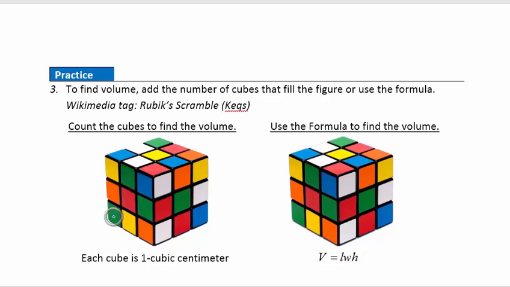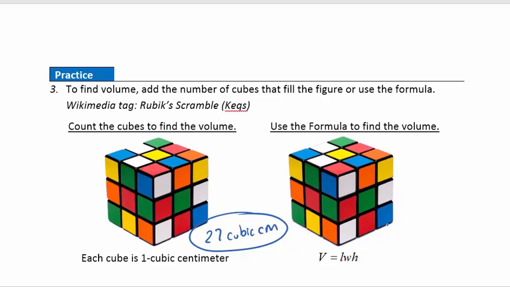So basically one layer of this cube takes 9 of these cubes to do that. So here's 9. The next row is going to be another 9, so now we're at 18. And then finally counting this top row, another row of 9 would give us 27. So this would be 27, and we would want to say cubic centimeters. These are centimeters, so 27 cubic centimeters is how I would want to answer that.